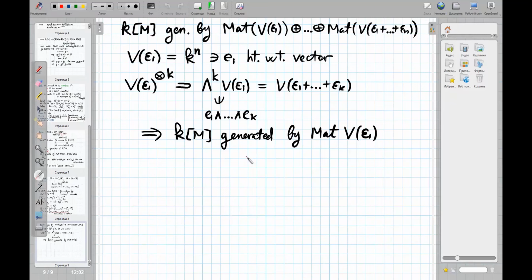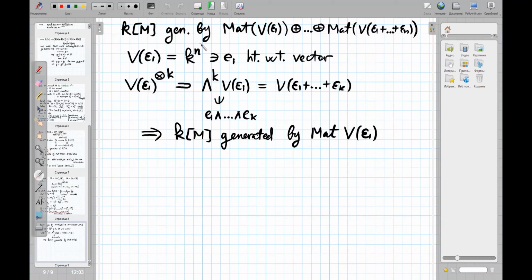Why is the irreducible representation with respect to epsilon 1 n-dimensional? Well, the argument is in the opposite direction. You just take this representation of GLN in K to the n. You observe that it is irreducible. In this case, G is GLN.